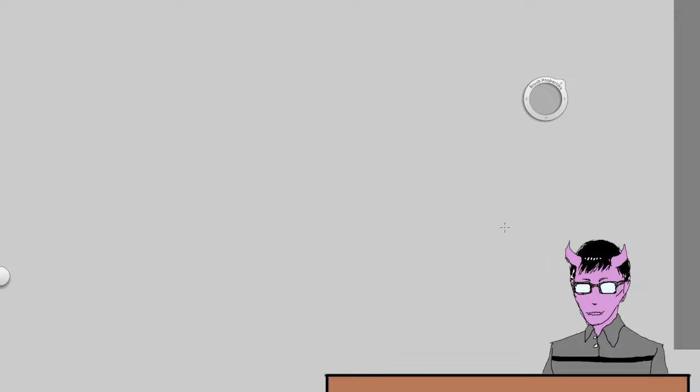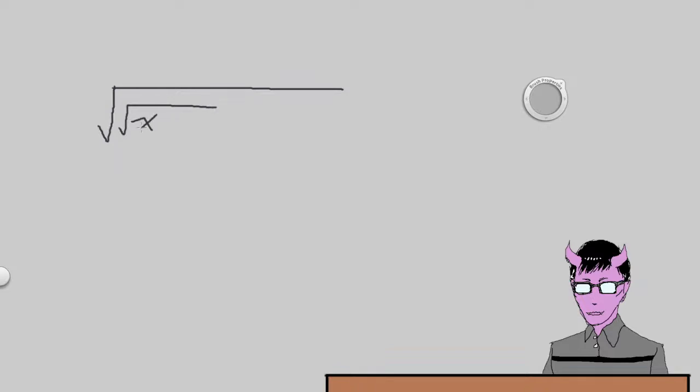Okay, moving on. We have another radical problem. It's not that difficult, though. It's strictly square roots only. So we have square root of x plus 6 plus the square root of 10x plus 6.